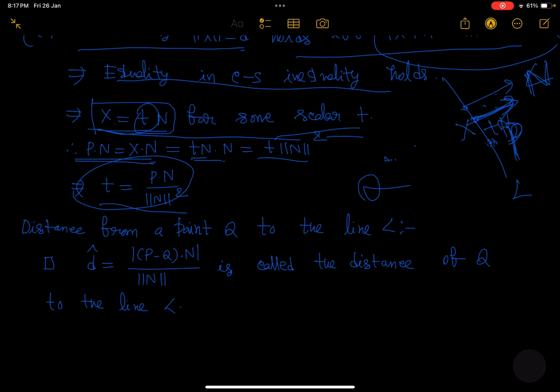So this is the distance between a point and a line, and we'll discuss the application of vector algebra more in terms of planes from the next lecture.